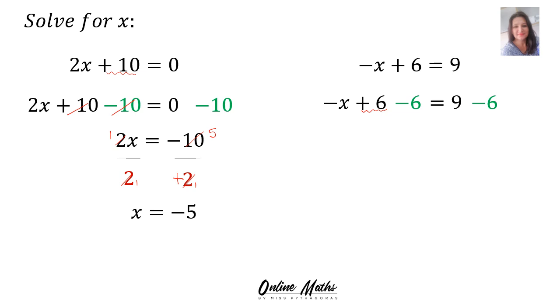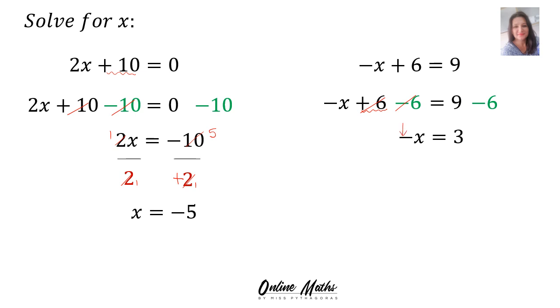On the left hand side, plus 6 minus 6 will cancel, and I'm left with -x is equal to, and on the right hand side, 9 minus 6 is 3. Now, the question said solve positive x, not negative x, so I need to get rid of this minus there.